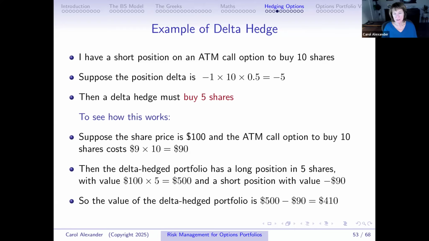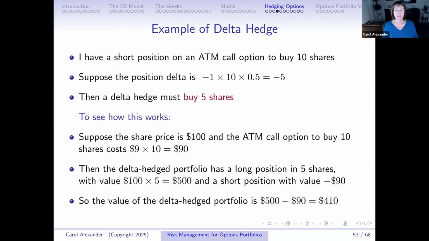Suppose I've got a short position, just to make things easier, on an at-the-money call option, and it's to buy 10 shares. So it's short, so I've got -1, 10 shares, only one option, so that's fine, it's still 10. And it's at the money, so its delta is 0.5. So position delta is -5. So with the delta hedge, I have to buy 5 shares. And so I've got a portfolio with a call option, which is to buy 10 shares, and 5 shares. Okay, well, how does it work?